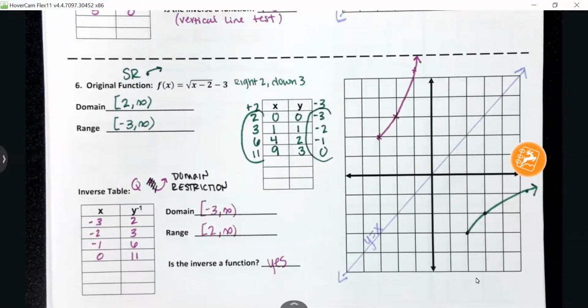Very good. Does this need a domain restriction? So your inverse has to be exactly like the original. Does this look like it? So what you have to do is graph. You have to cut it in half. So if you tell me cut it in half, that is a restriction or stopping. So does this graph need a domain restriction?